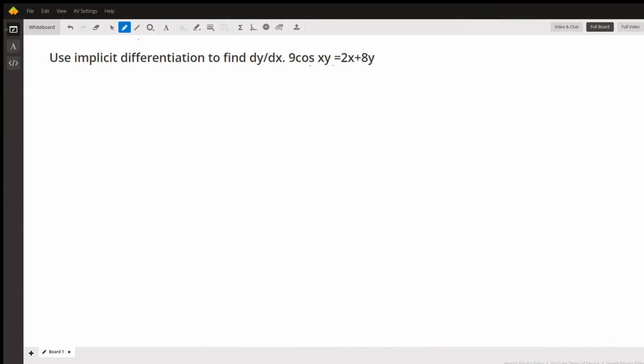Okay, we're using implicit differentiation to find the derivative of 9 cosine xy equals 2x plus 8y. Okay, on the left side, you've got to keep in mind that it uses not only the chain rule, because xy is inside the cosine function, but also the product rule when you do the inside derivative, because xy is a product. Okay, but we can do this. So let's find the derivative of both sides.